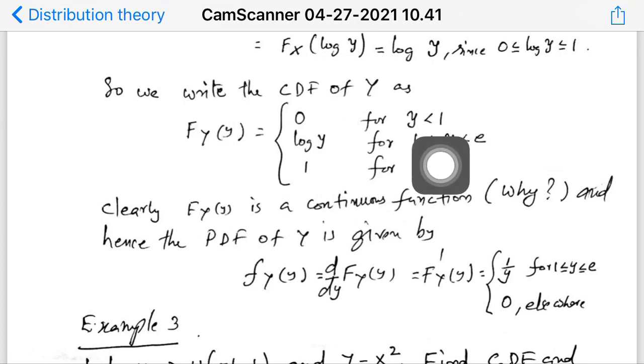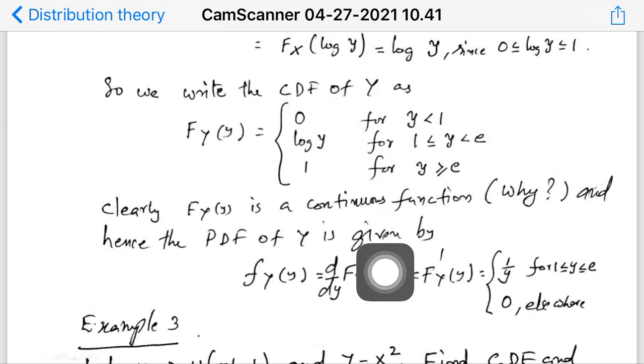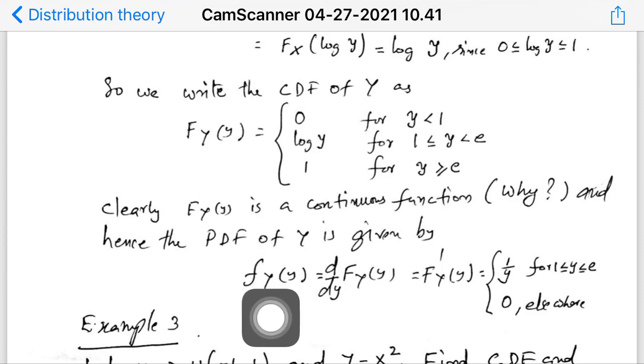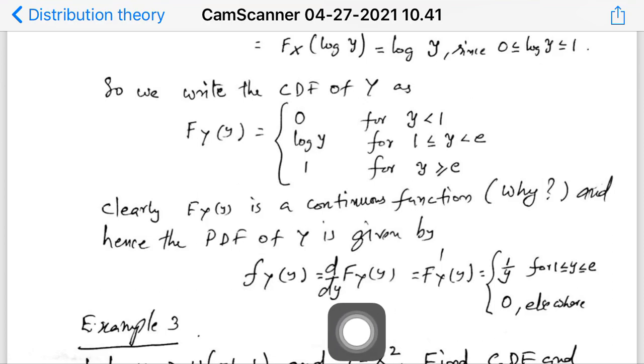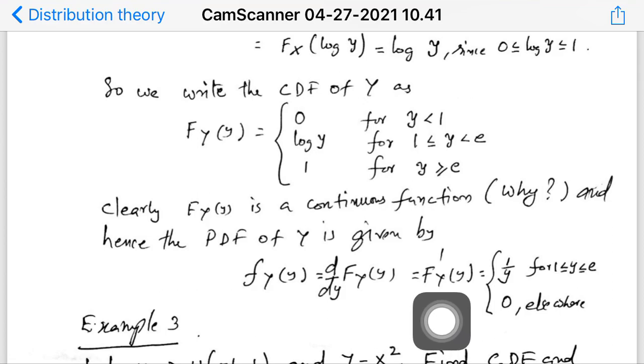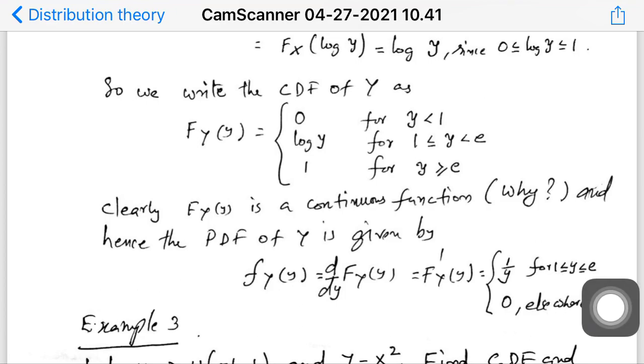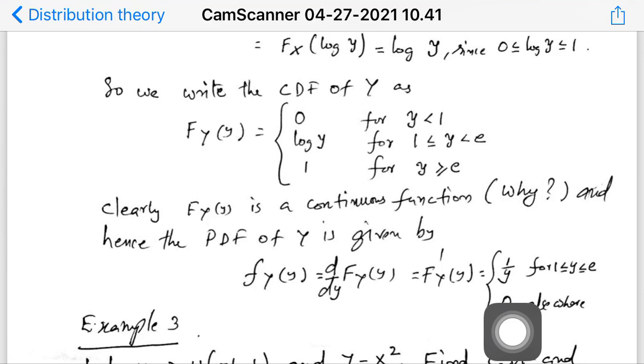Hence the PDF can be determined immediately by differentiating this distribution function. So f_Y(y) is equal to the derivative of F_Y(y), that is F prime_Y(y), which is equal to 1 by y for y lying between 1 and e, and equal to 0 elsewhere.